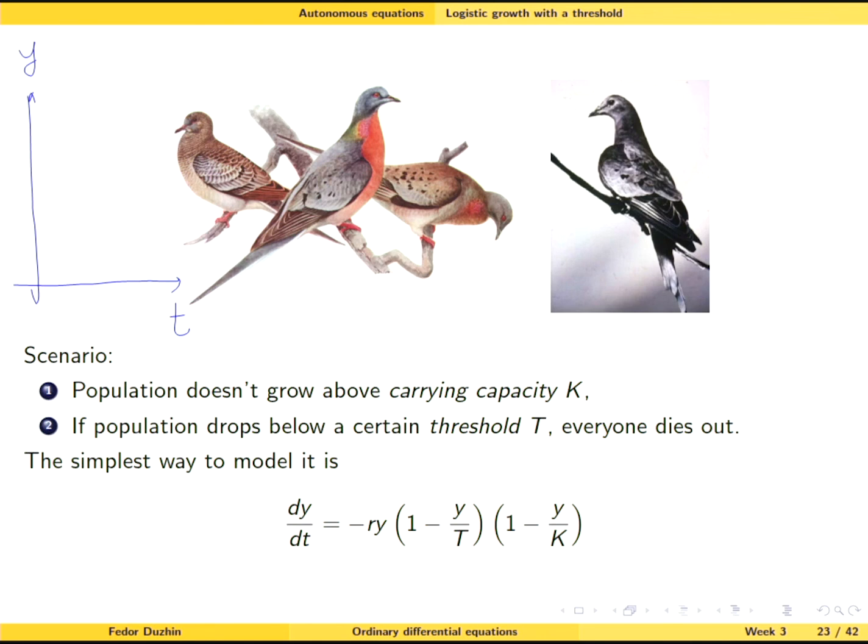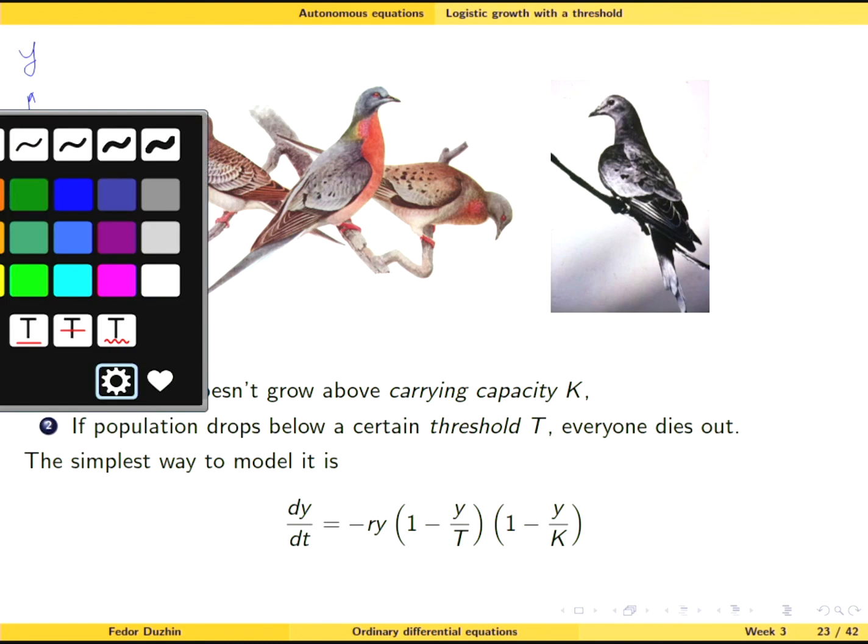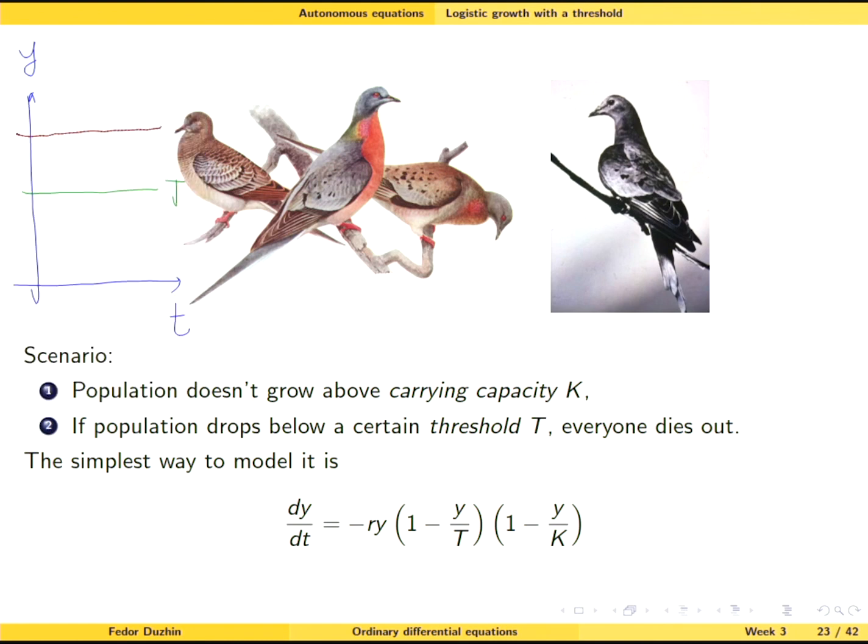So one of them is 0, right? So 0 should be an equilibrium solution. Then another solution is called T, threshold. So y equals T is an equilibrium solution. And then y equals K is also an equilibrium solution. That's the carrying capacity. Then y equals K should be a stable equilibrium. So above y equals K, all the arrows point downwards, and below it, all the arrows point upwards, so that all solutions converge to K exactly.